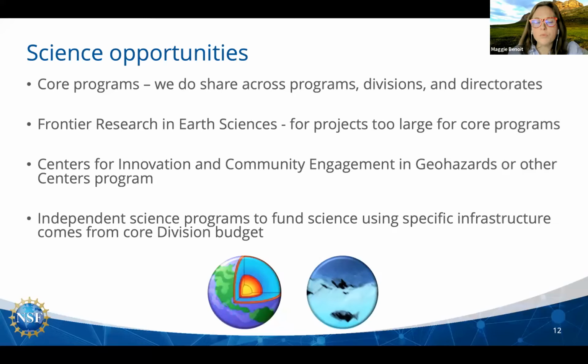And then finally, I want to mention that I know the EarthScope program had an independent science program. GeoPRISMS was an independent science program, but those were developed at a very different time in NSF's history. Independent science programs that would go on to fund specific infrastructure, or science using specific infrastructure, really do come from the core division budget. We really do have to balance our portfolios in our divisions across many subdisciplines. So I just want to manage your expectations about realistically where the science funds are going to come from to support science for these initiatives.